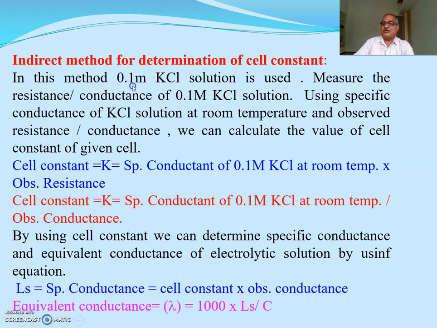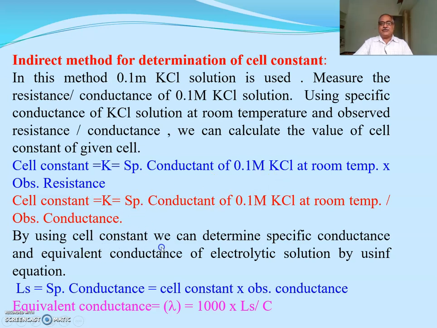In this method, a standard solution of KCl, potassium chloride, is used. It may be 0.1 molar, 1 molar or 0.01 molar. Measure the resistance or conductance of the 0.1 molar KCl solution. Using the specific conductance of KCl solution at room temperature and the observed conductance or resistance, we can calculate the cell constant of the given cell. Cell constant K equals the specific conductance of 0.1 molar KCl solution at room temperature, multiplied by the observed resistance, or divided by the observed conductance.